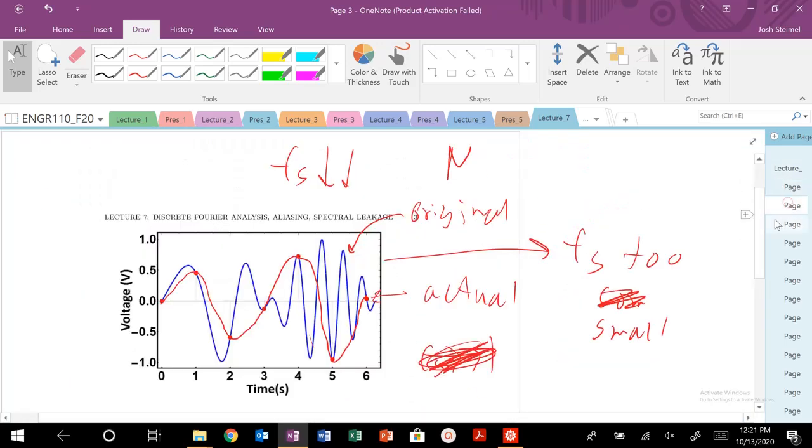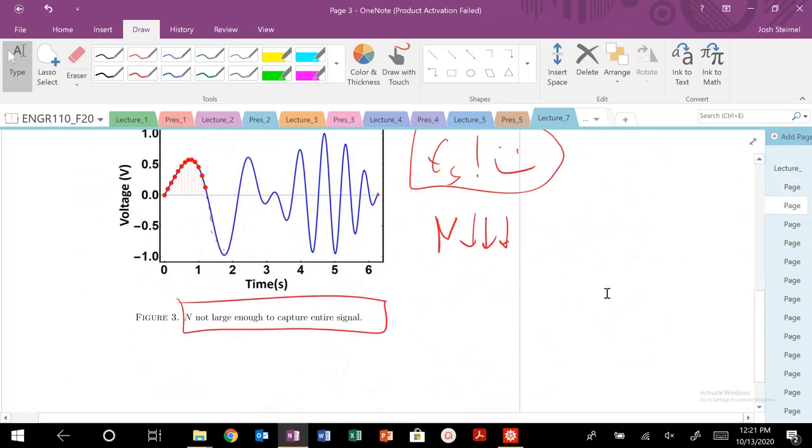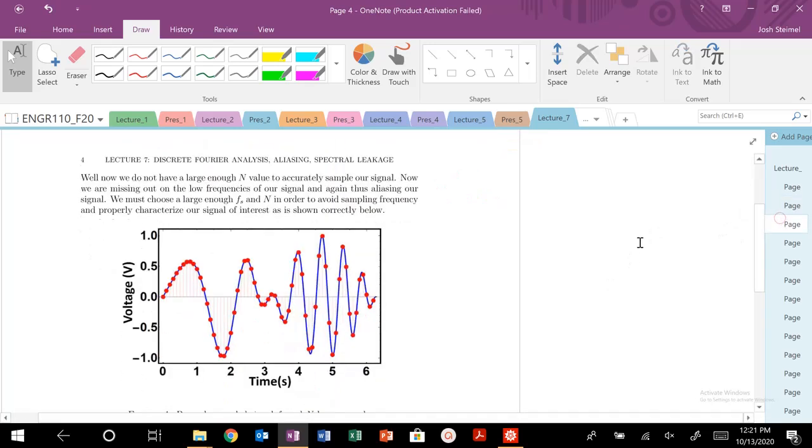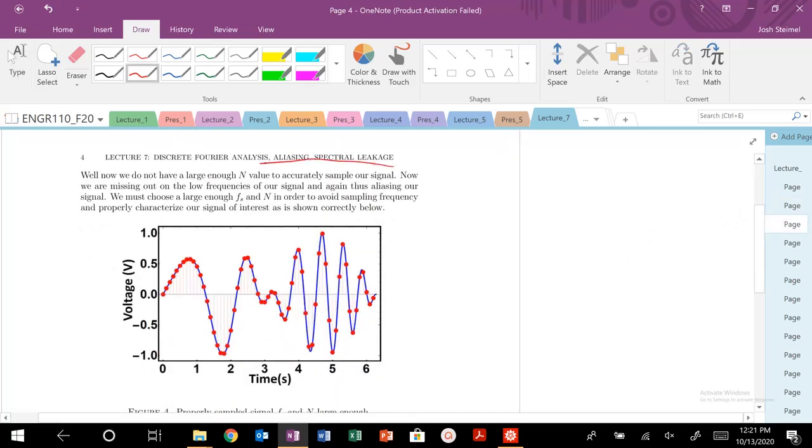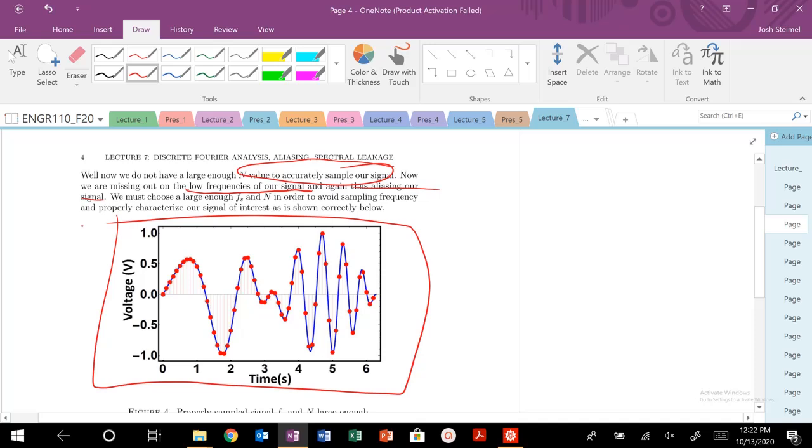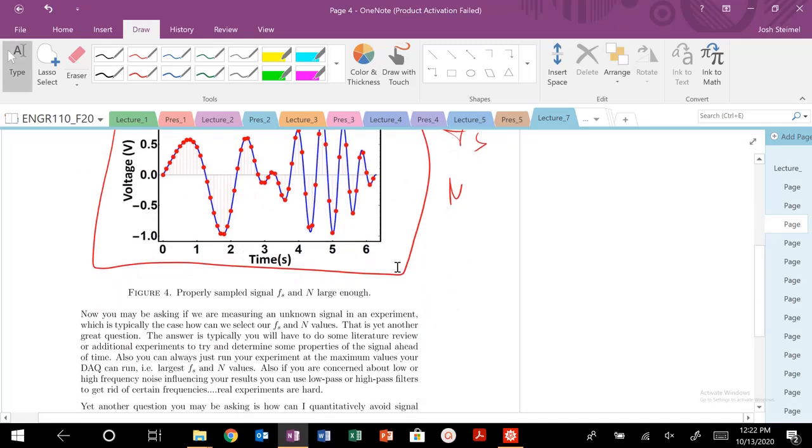So we need to make sure our sampling frequency is high enough, and we need to make sure our n, our total number of points, is high enough to capture the full properties of our signal. Missing out low frequencies is again aliasing our signal. So we want a situation like this. Here, I've chosen my f sub s and my n large enough to fully capture the signal. I'm hitting the high frequencies, I'm hitting the low frequencies. I am properly sampling my signal.